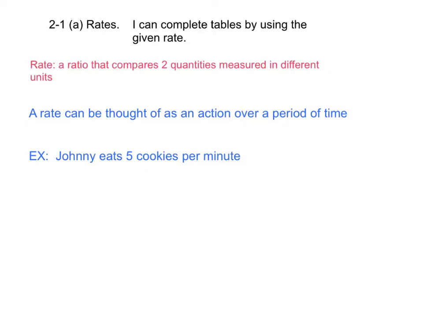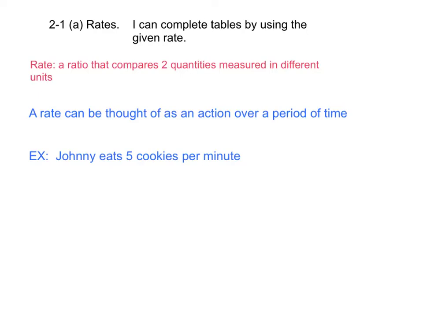All right, guys, today we are going to be talking about rates, okay? The simple book definition of a rate is that a rate is just a ratio that compares two quantities measured in different units, okay? Another really simple way of putting that is a rate can just be thought of as an action over a period of time, okay? So it's just an action occurring over a period of time.